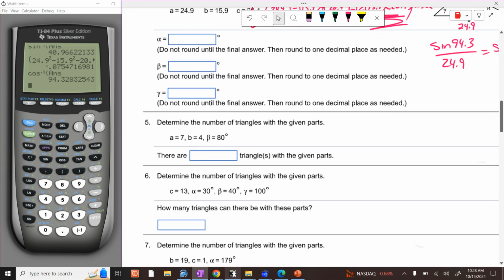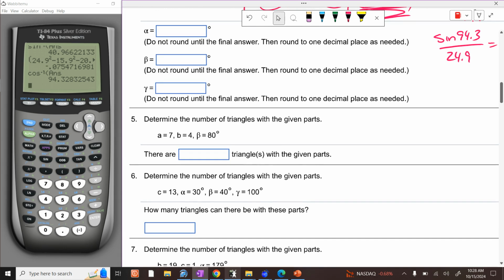Now, it says determine the number of triangles with the given parts. So we draw a triangle. So I'm going to go alpha, beta, gamma here. Alpha, I don't know. A is 7. Beta is 80. B is 4. Okay. This is a side-side-angle, isn't it? Two sides and an angle not in between. So this could be 0, 1, or 2 different triangles that look like this.